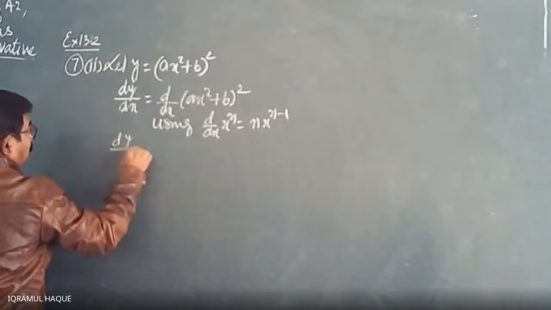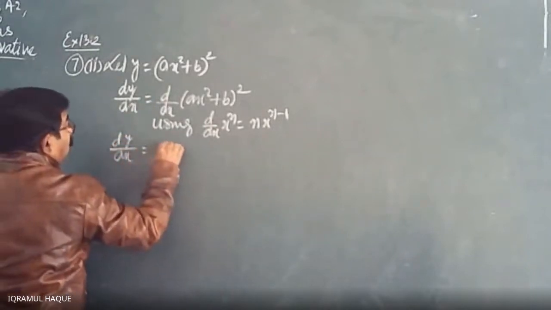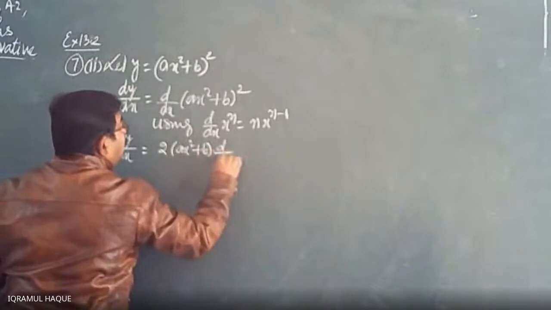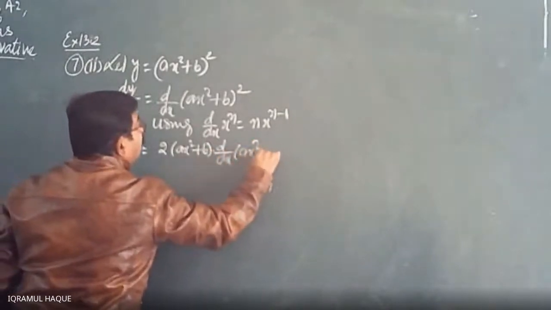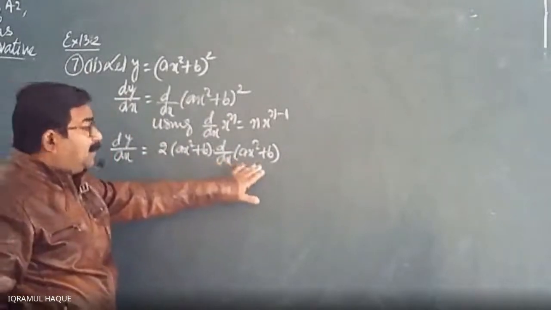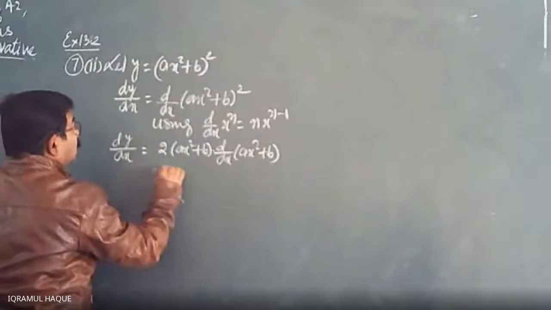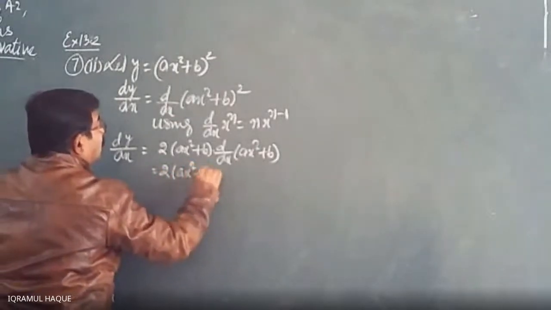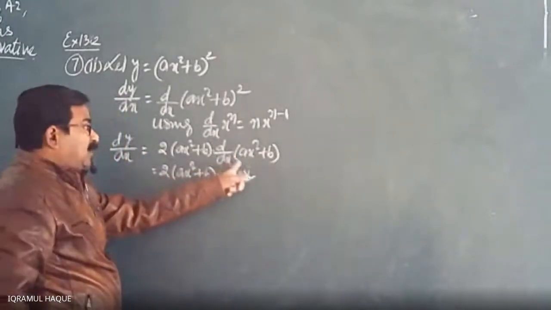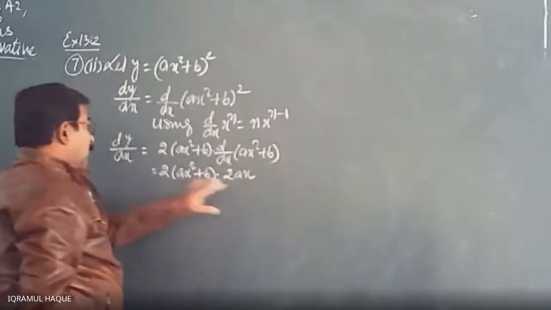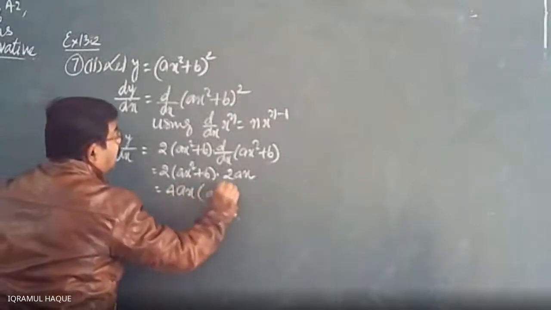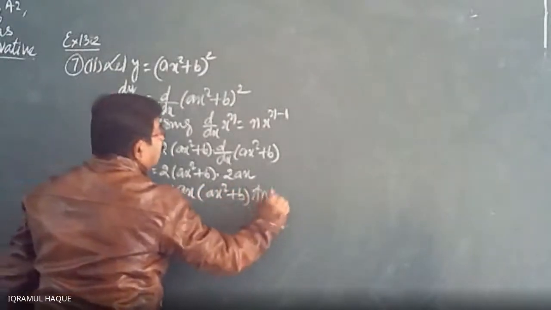So we can write dy upon dx is equal to 2 times of (ax square plus b) into d of dx of (ax square plus b). As I told in my lecture, we find the derivative of this again. So we have 2 times of (ax square plus b) into, this is 2ax. This 2 comes first, ax, and b becomes 0. So multiply this, we have 4ax into (ax square plus b) is the answer of this question.